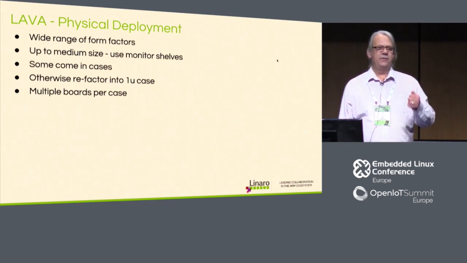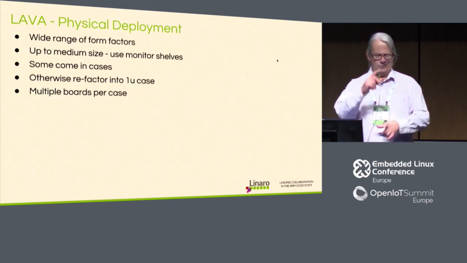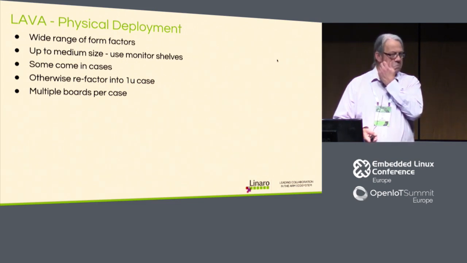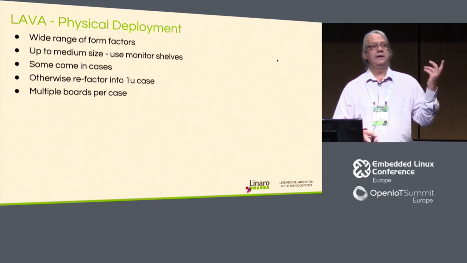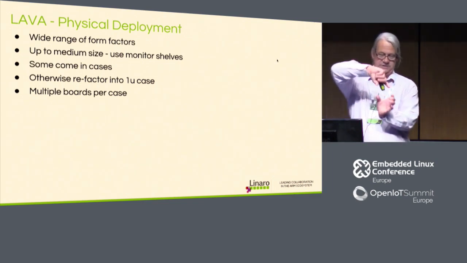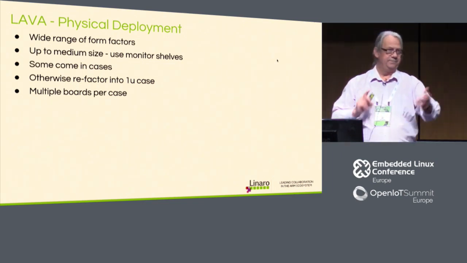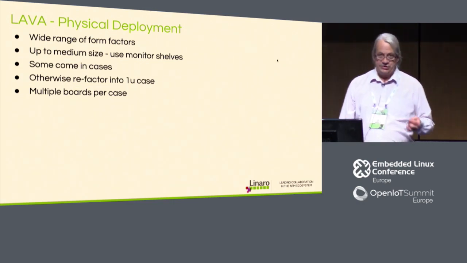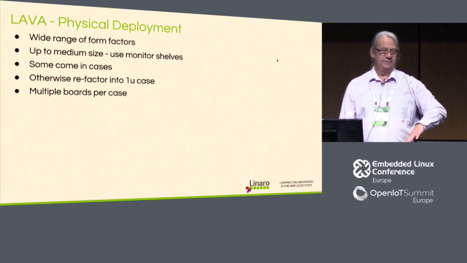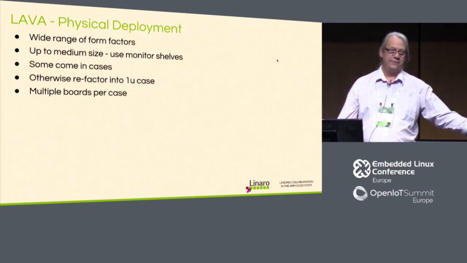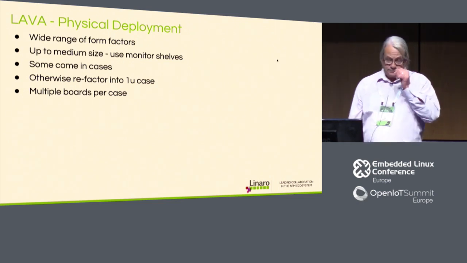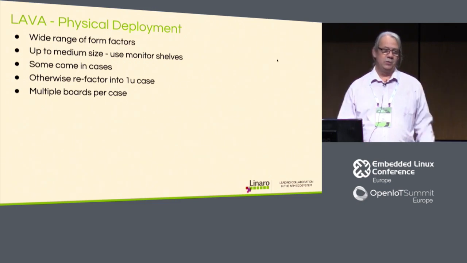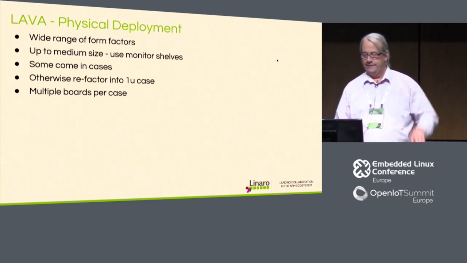In the cases of boards that come in odd form factors, an example is the Versatile Express platform, which comes in a box. It's a very nice looking box. But when you're trying to do large scale deployments, it's not great. So what you do is you refactor it into a 1U case, which costs you about £40. You end up being able to deploy many, many more into the equivalent amount of space in a rack.